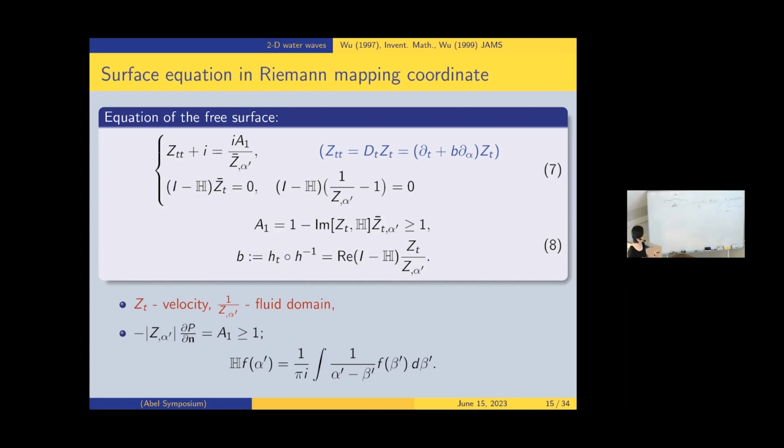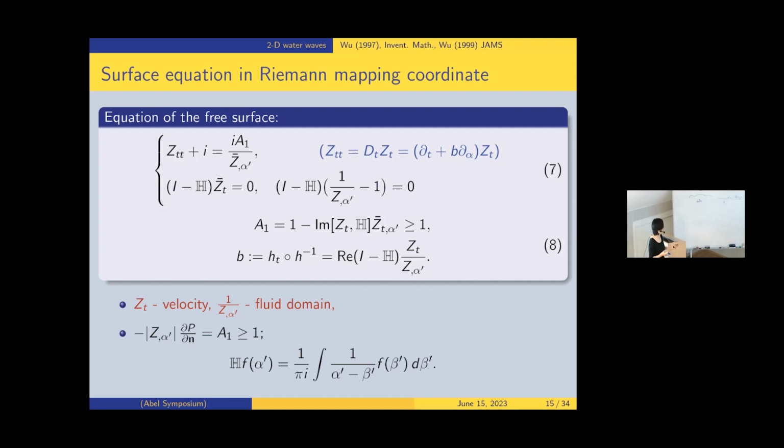And so the advantage of using the conformal mapping is that the equation on the interface for the velocity becomes much simpler, right? Because if anything is holomorphic in the lower half plane, it satisfies I minus the Hilbert transform equal to 0, and this Hilbert transform is just simply like this. This is something very simple, easy to understand. So now this makes the equation easy to understand, and also 1 over z alpha.